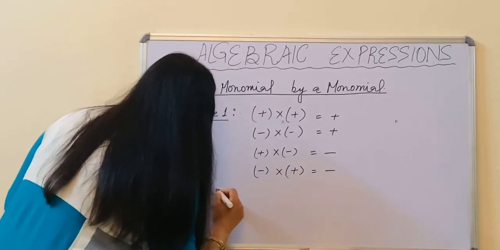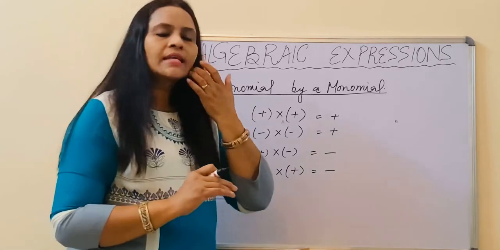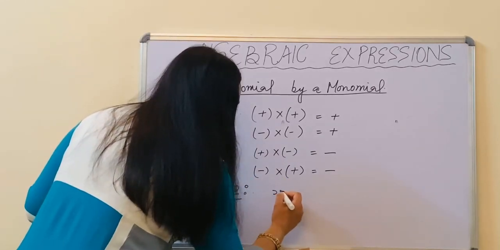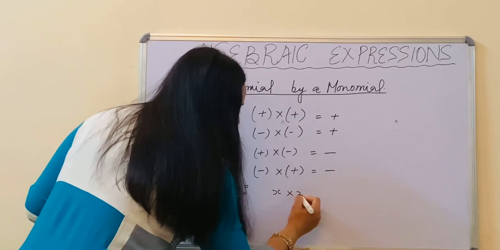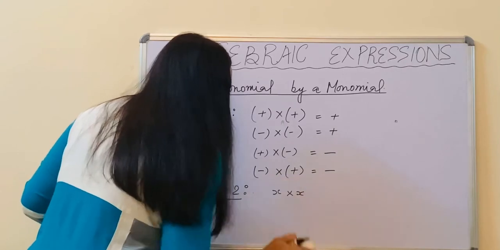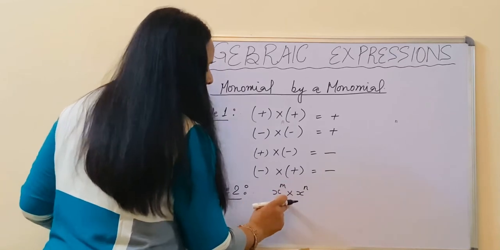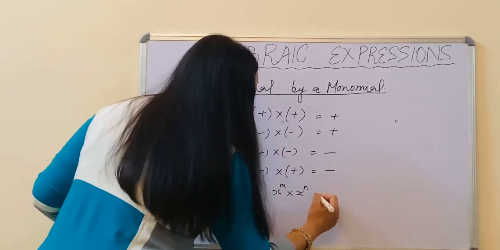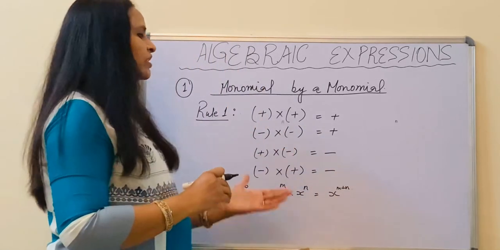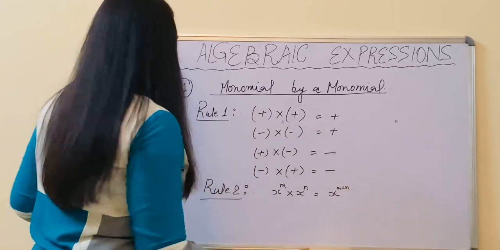Now rule number 2. Rule number 2 says that if a term has the same variable factor, that is x, and it is multiplied again with x, having the powers m and n, we are generalizing it. Instead of 2, I am writing m and n. Meaning x power m multiplied by x power n will get x power m plus n. So these are the two general rules we should remember while multiplying polynomials. This will make our multiplication easy.